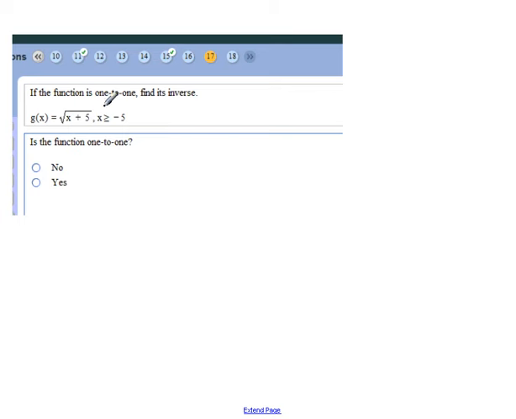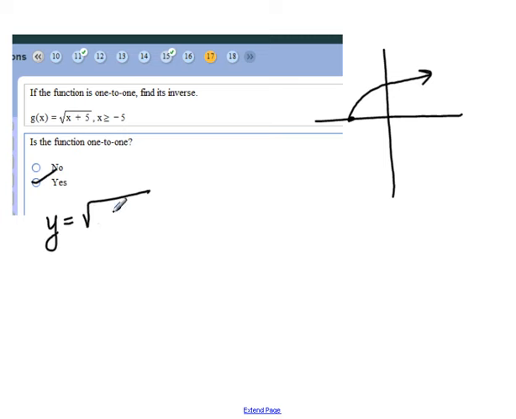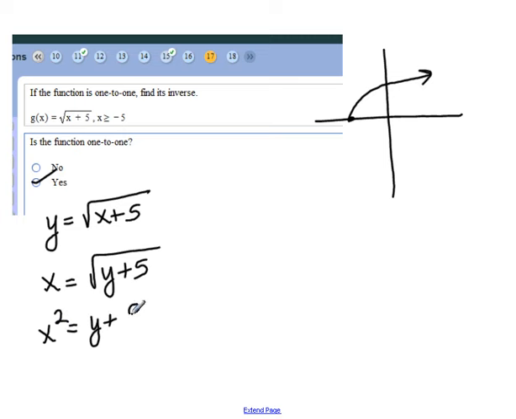Number 17, if the function is 1 to 1, find its inverse. Well, we know that the square root of x plus 5 looks like this, so that is 1 to 1. So to find its inverse, we would say y is equal to the square root of x plus 5. Then we interchange the role of x and y. So to eliminate the square root, we have to square. So we would get x squared is equal to y plus 5. So x squared minus 5 would be equal to y. So our f inverse function is x squared minus 5.